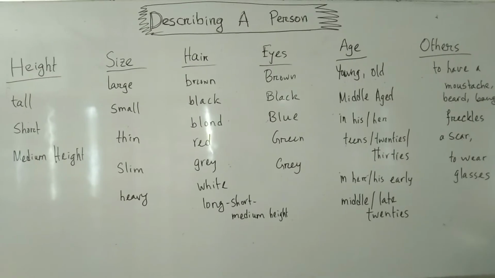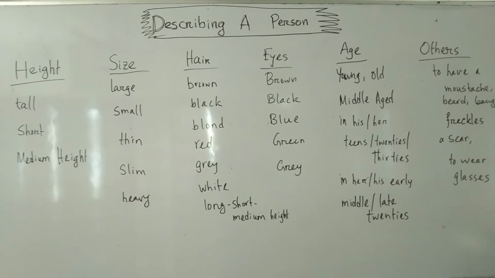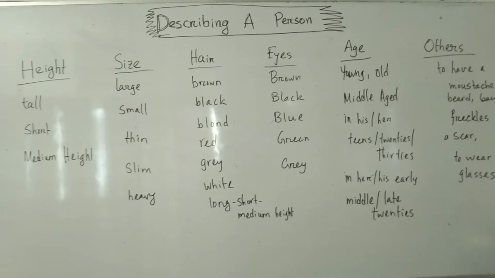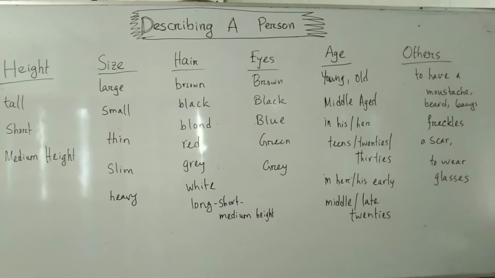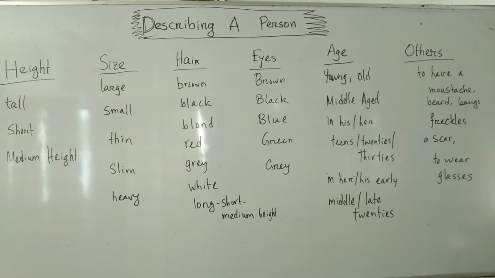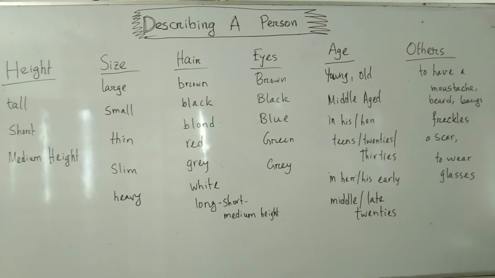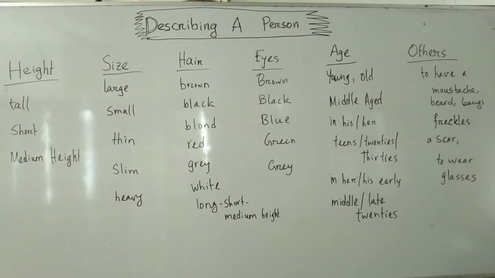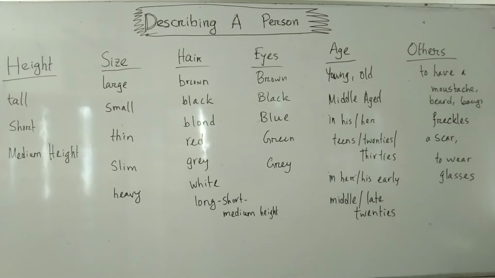And you could also talk about size. I can see a man who is large, small, thin, slim, or heavy. So you could say I can see a man like that. And then you could also talk about hair. Hair could be of different types: brown, black, blonde. Blonde, you understand, is a golden color. Red, gray, white. Or you could also talk about the length of the hair: long, short, or medium.